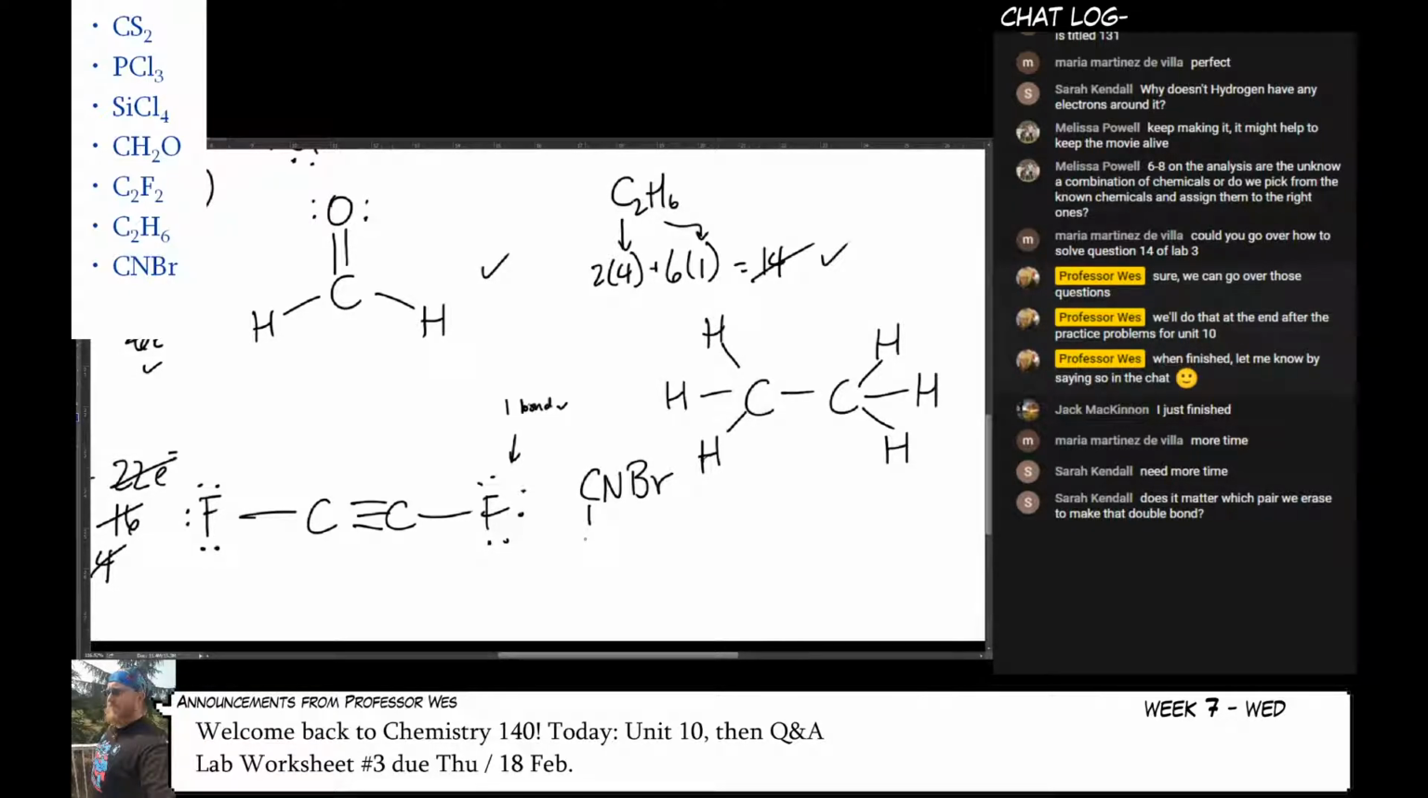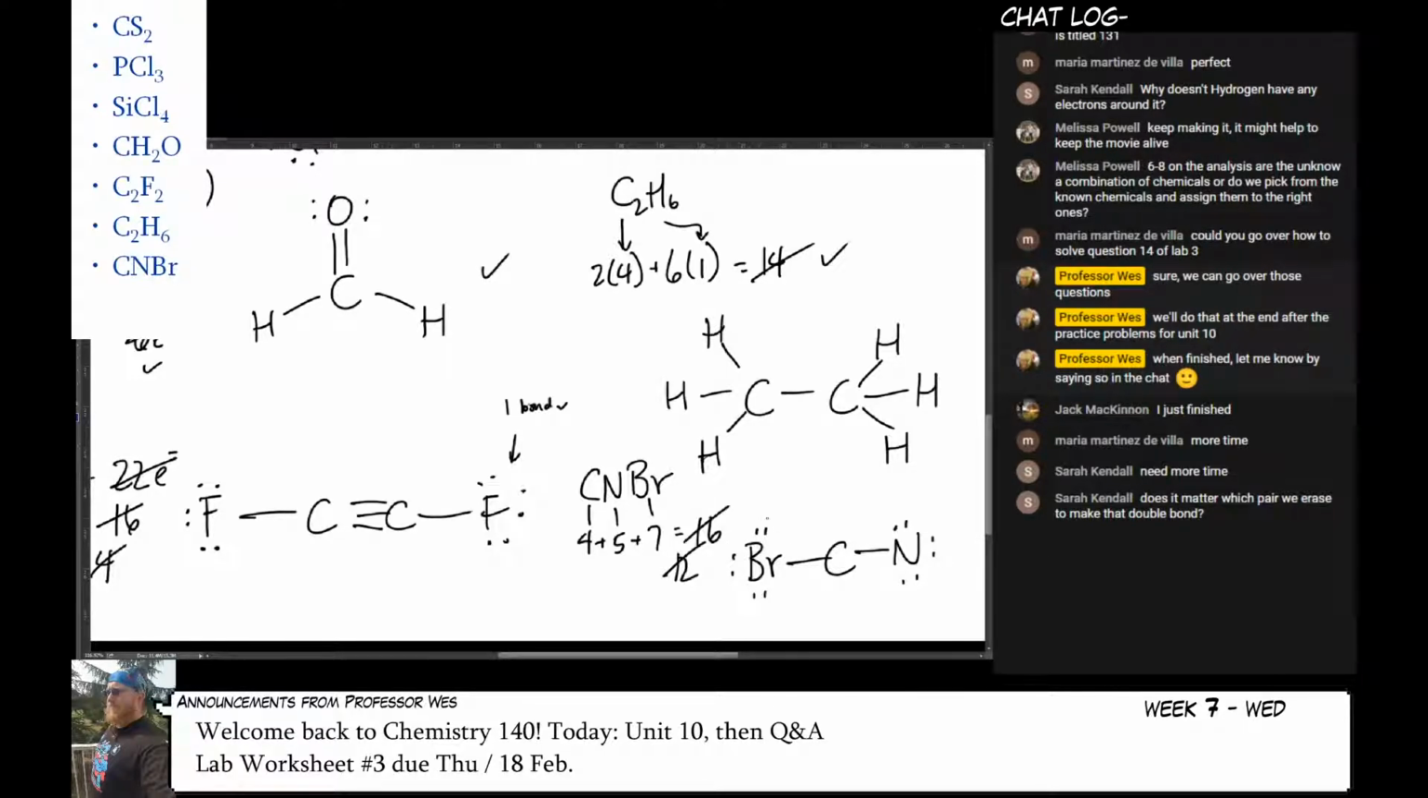And then for CNBr, we've got 4 plus 5 plus 7 is 16. Carbon was first, so we'll put it in the front, and the other ones go around it, and then we'll connect them. So that's 4, so we have 12 left. 1, 2, 3, 4, 5, 6, 7, 8, 9, 10, 11, 12. That's all my electrons, but I need an octet around carbon.